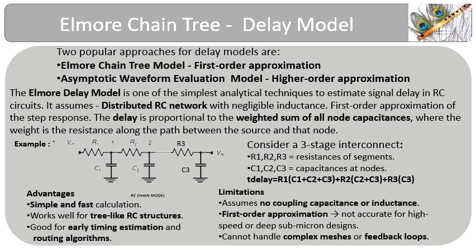The advantages of the Elmore model are that it is a simple and fast computing model that works well for tree-like RC structures. It is very good for early timing estimation and routing algorithms. The disadvantages are that it does not account for coupling capacitance or inductance. It cannot handle complex meshes or feedback loops.